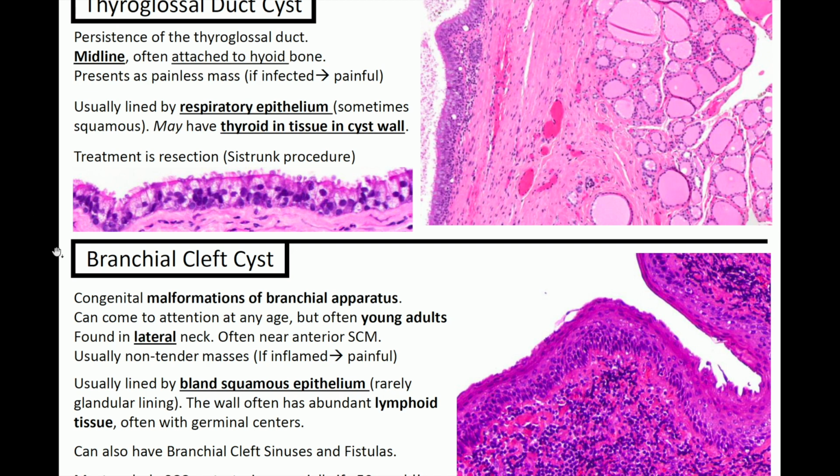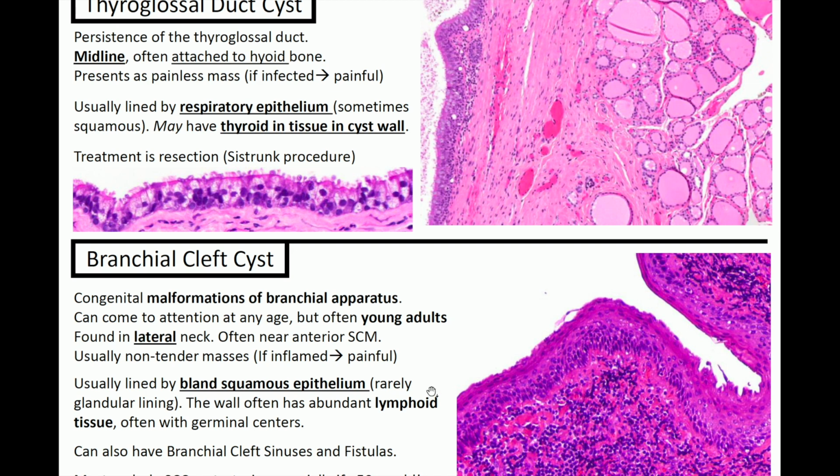Moving on, we've got the branchial cleft cyst. So these are congenital malformations of the branchial apparatus, and they can come to attention at any age, but often occur in young adults. And these are going to be found more laterally. So branchial cleft cyst, lateral, thyroglossal duct cyst, typically midline. And a branchial cleft cyst is often near the anterior sternocleidomastoid, and it's usually a non-tender mass. Again, unless it's inflamed, then it can become painful.